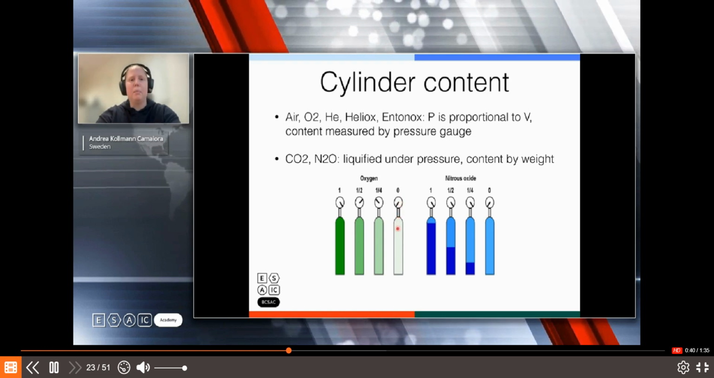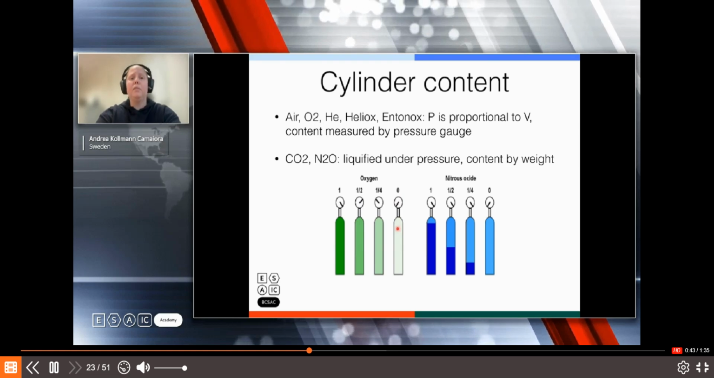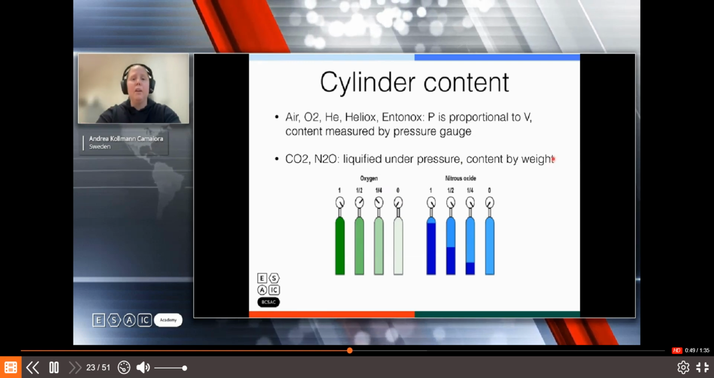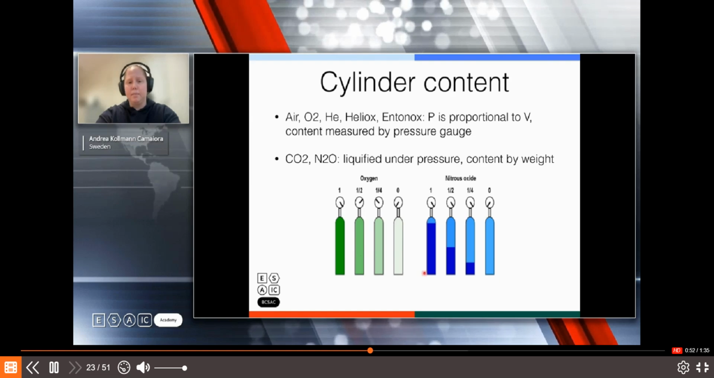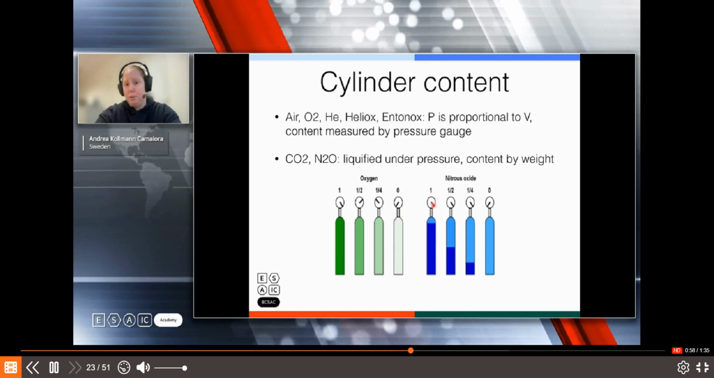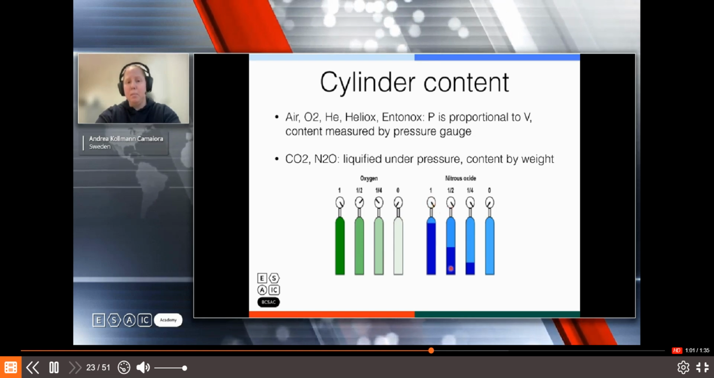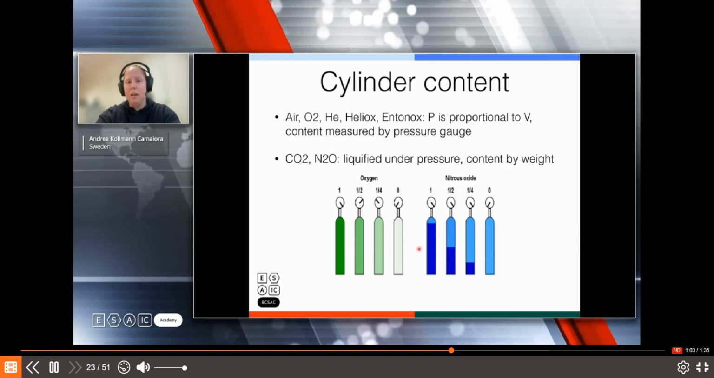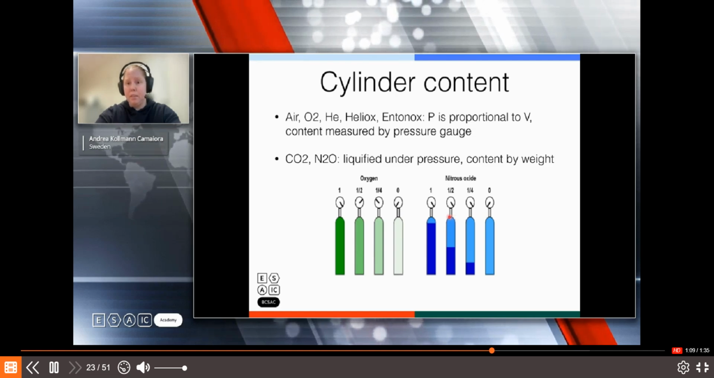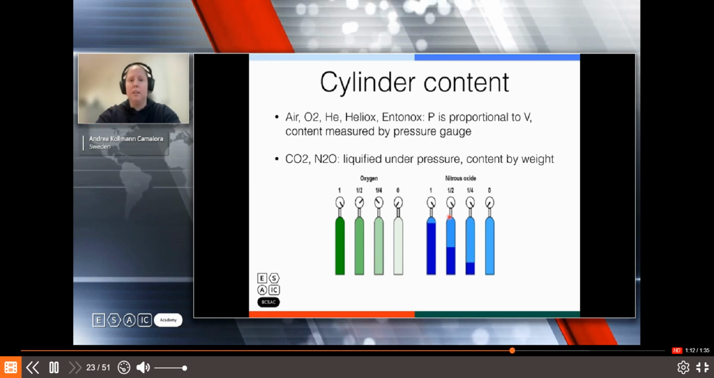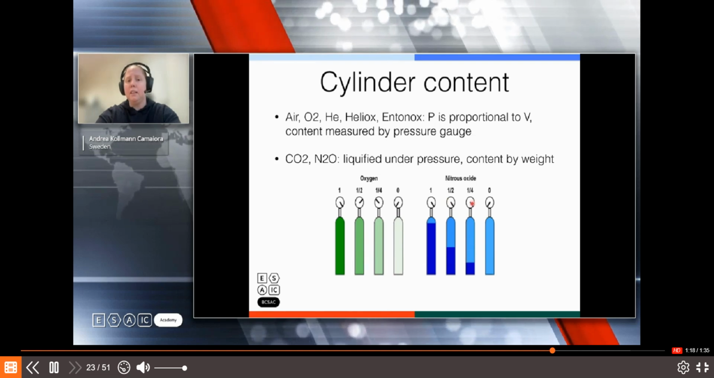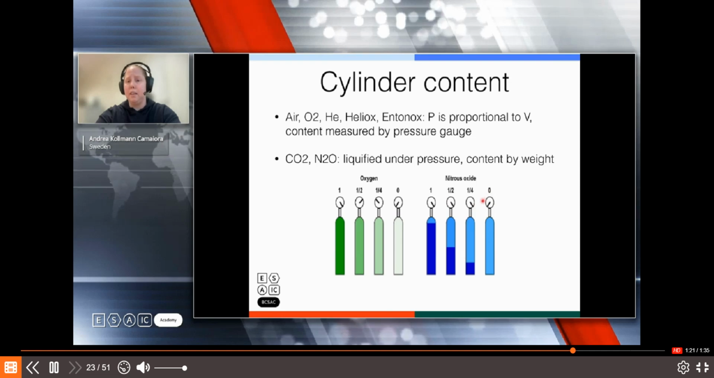But this does not happen with N2O and CO2 because they're liquefied under pressure. So their content is measured by weighing them. You have your cylinder of N2O to the max, and the gauge measures that it's full to the max. But then you remove some, and immediately the liquid moves into gas. And it's totally saturated with pressure from that liquid going to gas. So the gauge will still mark that it's full. Then you remove some, and the same phenomenon happens, and the gauge marks that it's still full. And then you remove everything, and suddenly it's 0.